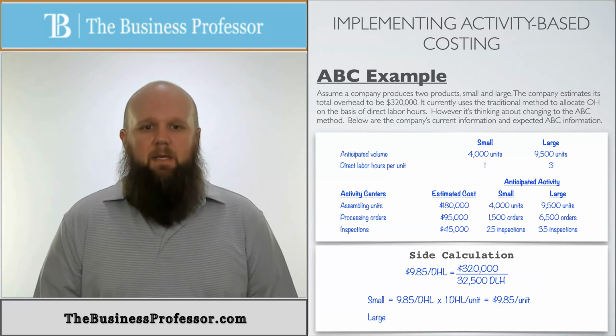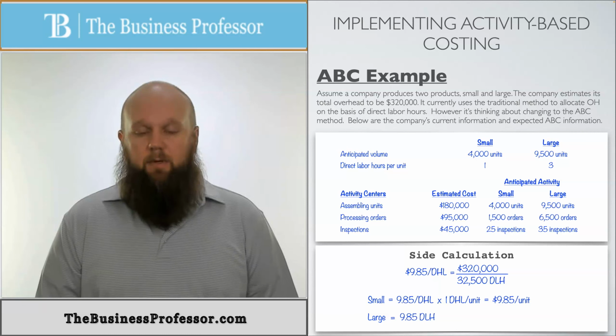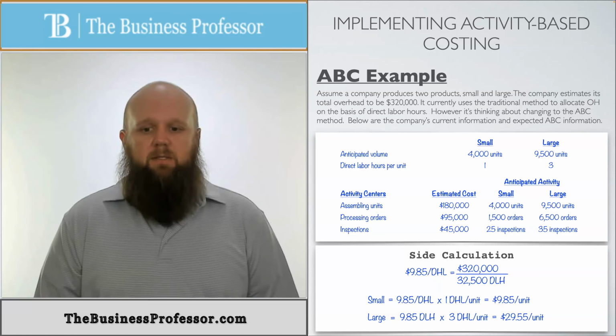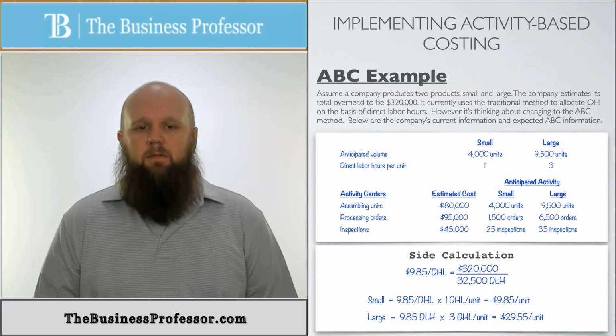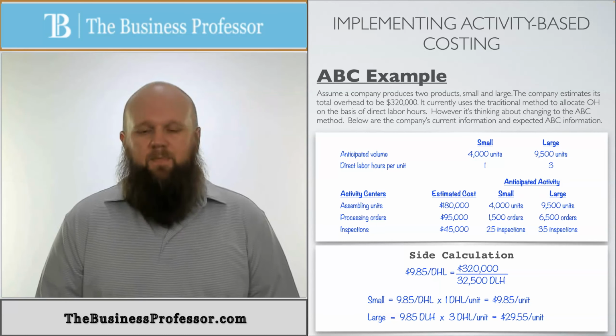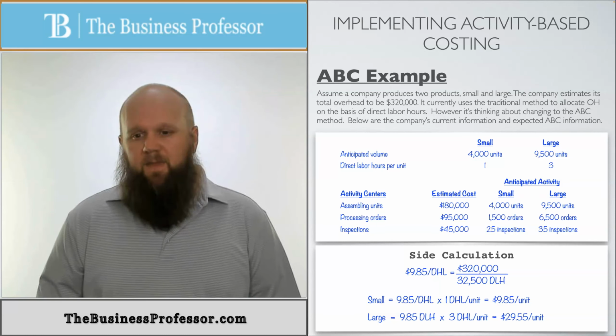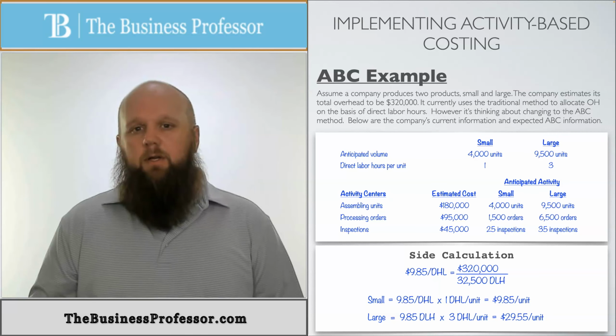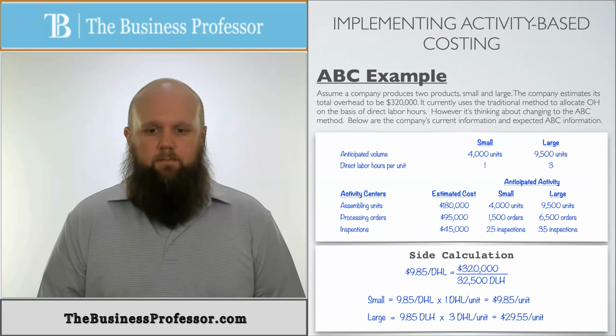We're going to take the same $9.85 per direct labor hour and multiply that by the three direct labor hours per unit, and that's going to give us a total of $29.55 per unit in manufacturing overhead to create the large products. That's the traditional approach. Now let's look at it as if we were going to do the ABC method.